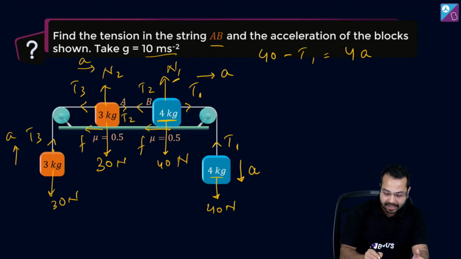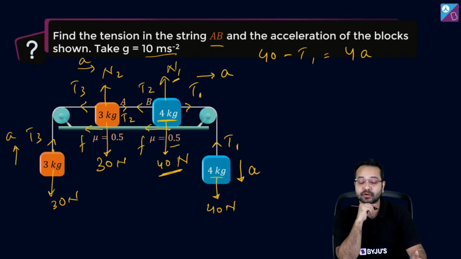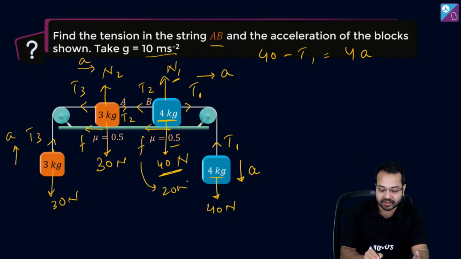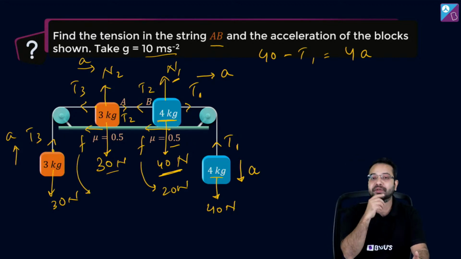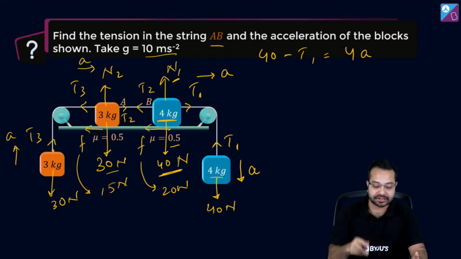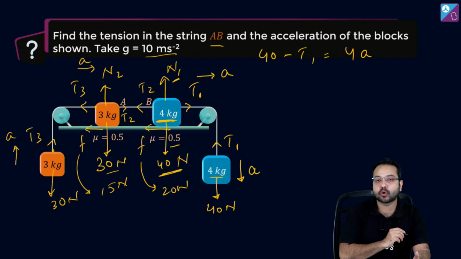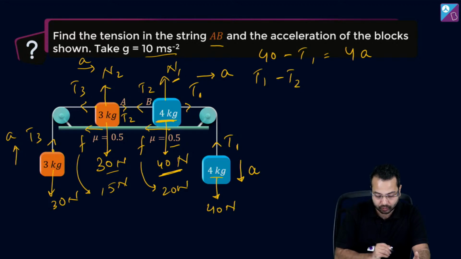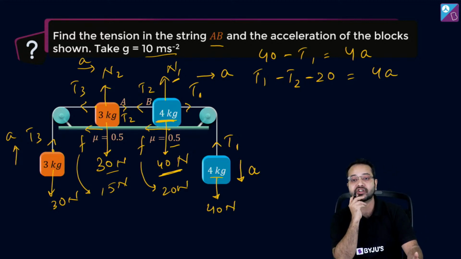From here we can see that N1 is going to be 40 Newton and mu is 0.5, which means the frictional force acting here is going to be how much? It is going to be 20 Newton. Do you agree? And similarly on this block, the normal force is going to be 30 Newton. The coefficient of friction is 0.5. Hence the friction is going to be 15 Newton. Do you agree? Now we are in a position to write the equation for this block. This is going to give me T1 minus T2, and then I have friction, so minus 20 is equal to 4 times acceleration.